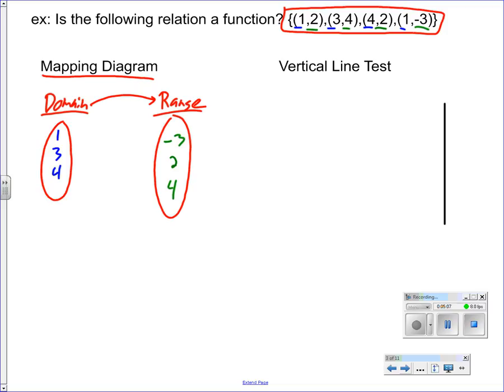The mapping diagram shows which x's are mapped to which y's. So I have on the first point, 1 is mapped to 2. Then I have 3 mapped to 4. I have 4 mapped to 2. And then I have 1 mapped to -3. So looking at this mapping diagram, we can tell this is not a function.